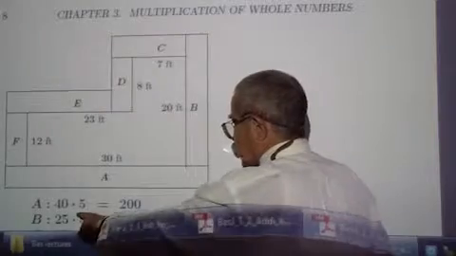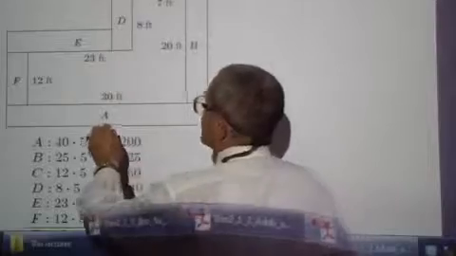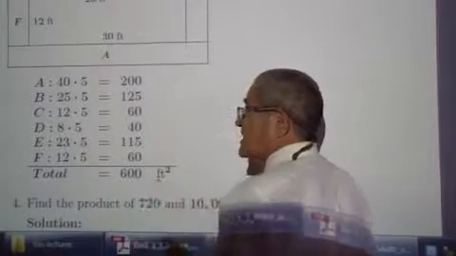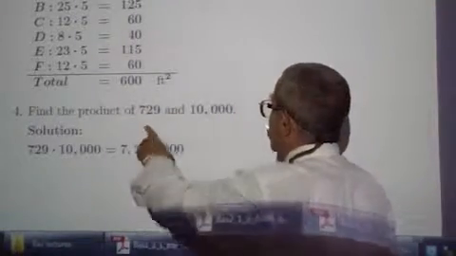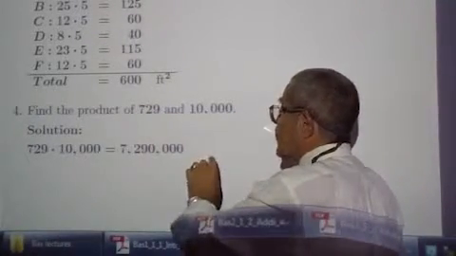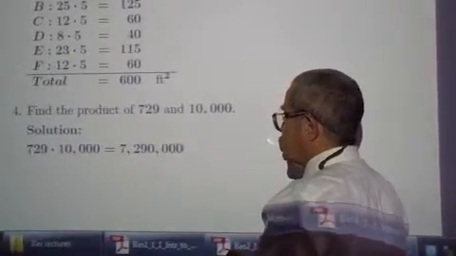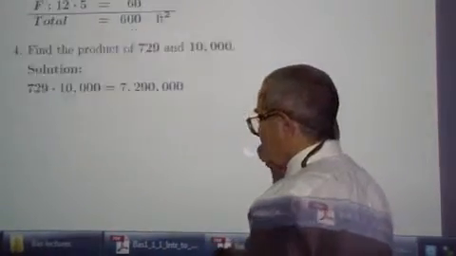I want a 5 foot concrete walk. So you get 40 times 5. In area B, you get 25 times 5. In area C, which is this rectangle, you have 60, and so on and so on. And the total is supposed to be 600 square feet. And then I have the product of this and 10,000. All you have to do is add 3 zeros to the right. So you get 7,290,000. And that's about it. So we'll take a little break and I'll come back.